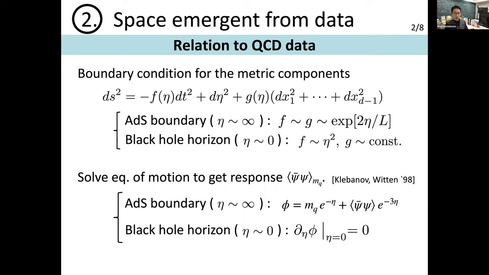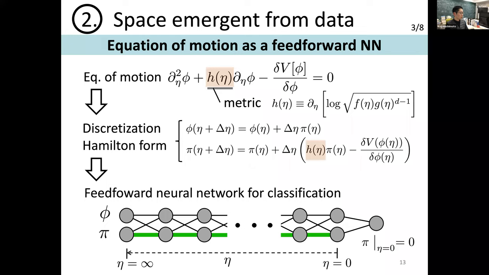So the next step is to bring our scalar field equation of motion to the form of a neural network. The reason is as follows. In the equation of motion of the scalar field, there is a metric, of course. You have two metric components, F and G, and these are combined into a single unknown function H, which appears in this equation of motion as a coefficient. And you want to find this H of eta. So first I discretize this equation along the eta direction, and then introduce the conjugate of phi, which I call pi. Then you have the discretized Hamilton equation that looks like this.